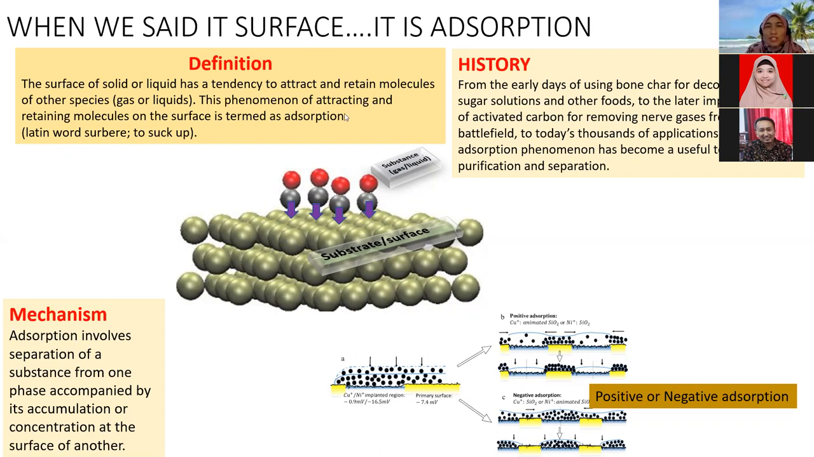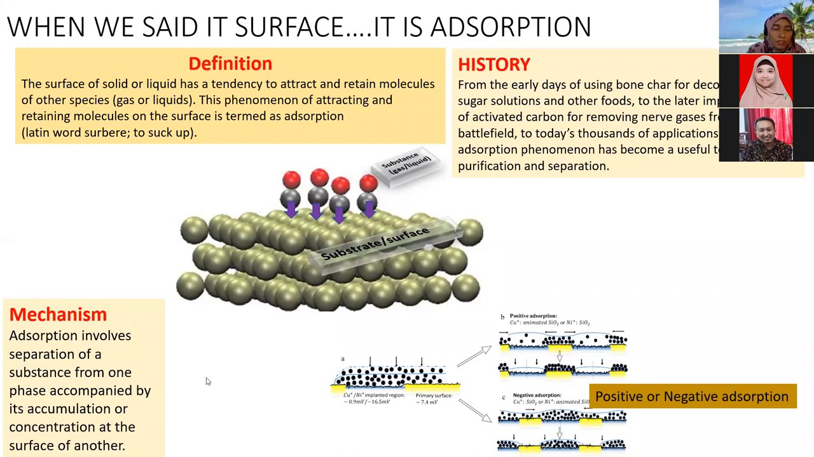So the history of adsorption: the idea of adsorption you can see from the Egyptian era, when you see the women with lipsticks and eyeliner on their face, that is about adsorption. From the early days of using bone char for decolorization of sugar solution and other foods, to the later implementation of activated carbon for removing nerve gases from the battlefield, to today, thousands of applications, the adsorption phenomenon has become a useful tool for purification and separation. That is the history of adsorption.